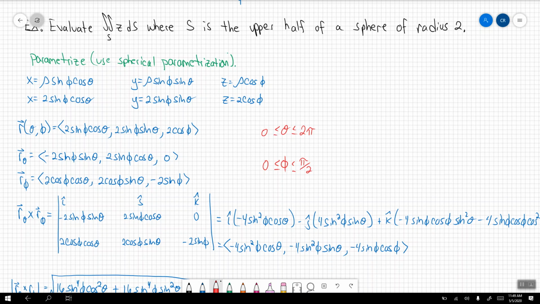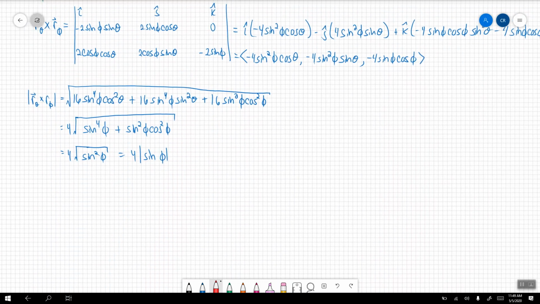So we have our bounds for theta and phi, which means for this piece, we actually get 4 sine of phi. And this is because phi is bounded between 0 and pi halves. Between 0 and pi halves, sine is always positive within those angle measurements. Nice. So all this work just to set up a surface integral.